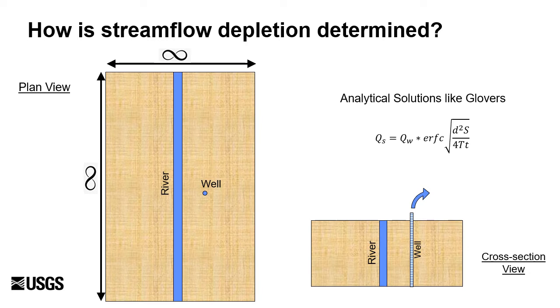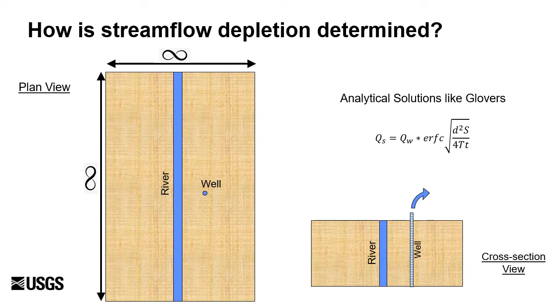And for Glover's analytical solution, the assumptions are that the aquifer system is infinite in extent. The aquifer is confined and it's homogeneous, or it has the same properties for permeability and storage throughout the system. It is not allowed to vary.